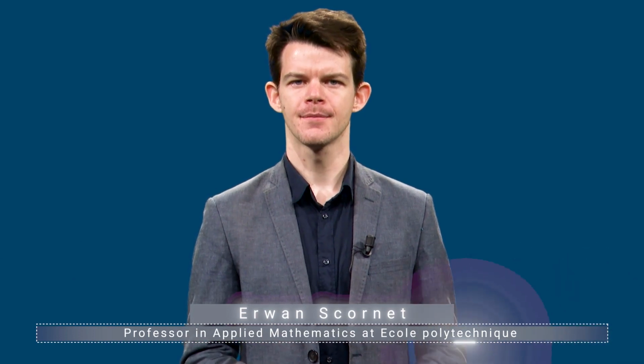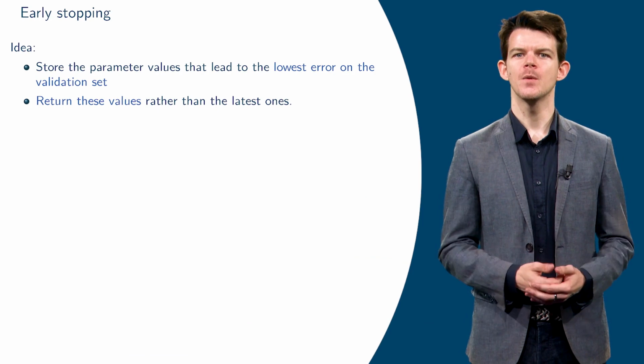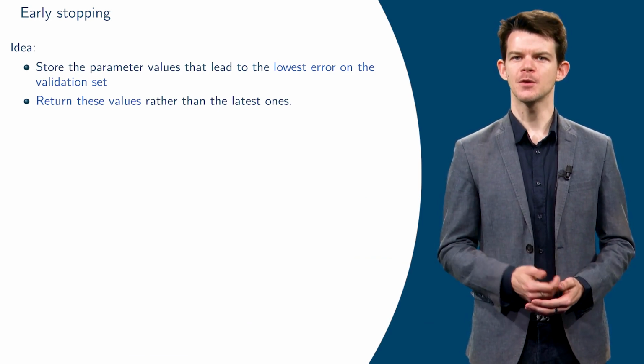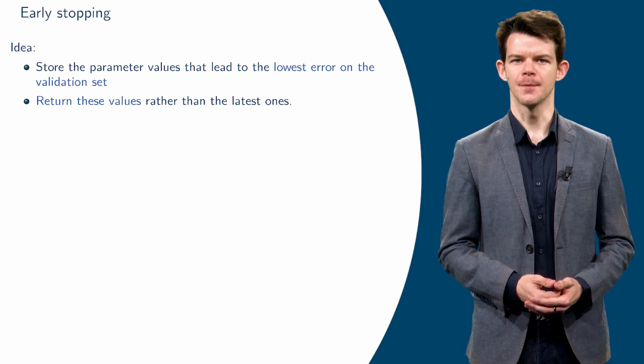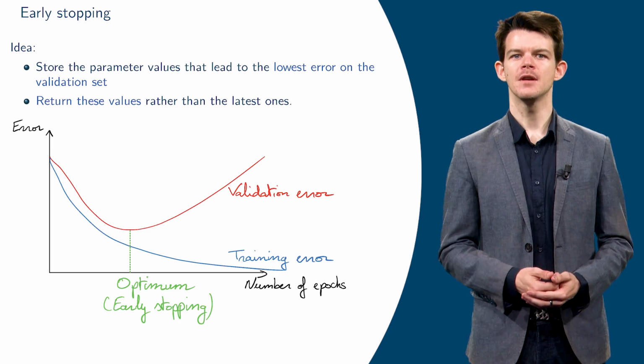The last technique we are going to see to improve the performance of neural networks is early stopping. The idea of early stopping is as follows. You stop the training when the validation error stops decreasing and you return the parameter values that correspond to the lowest validation error.